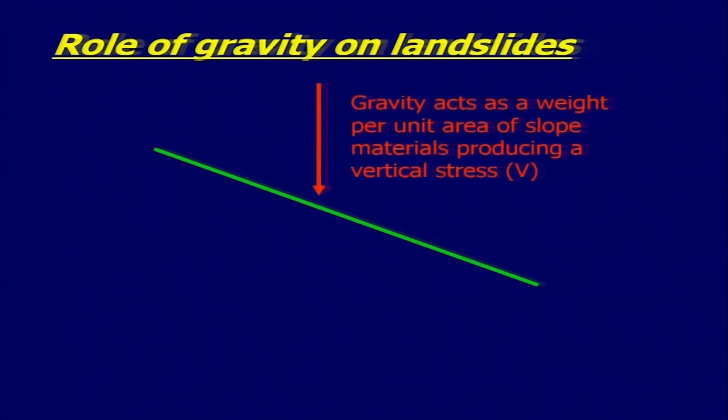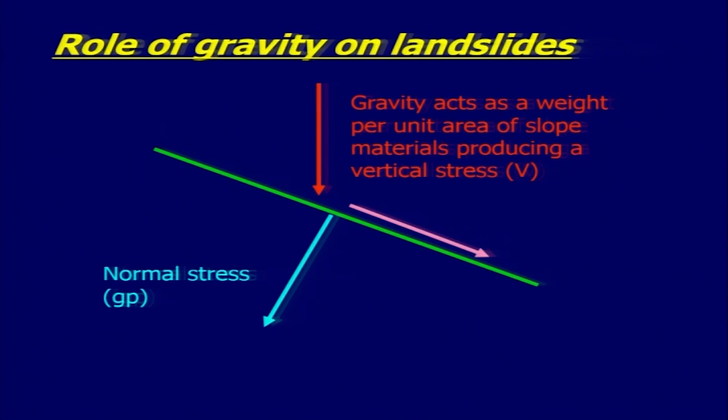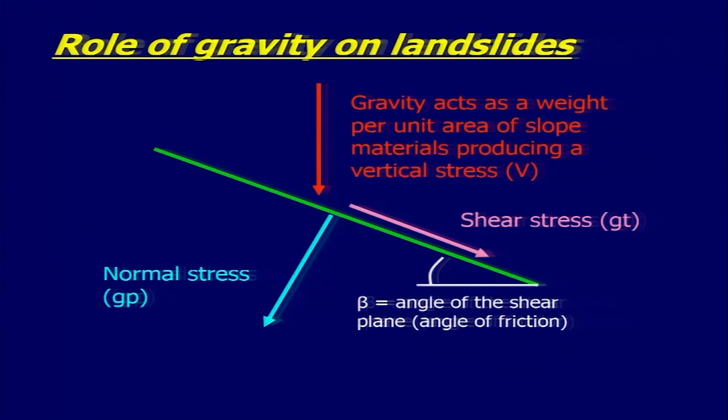Gravity acts as a weight per unit area of slope material, producing a vertical stress, say V, and we have this as a normal stress, and this one is your shear stress, and beta is the angle of shear plane along which the material can slip, and that is also, we will say, the angle of friction.